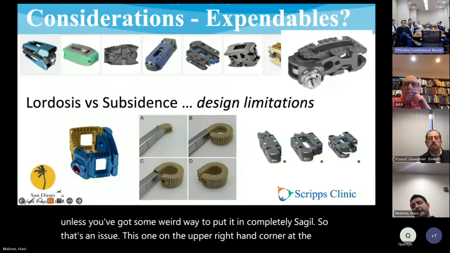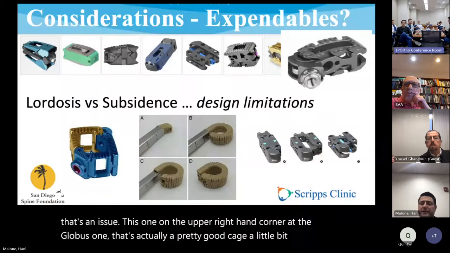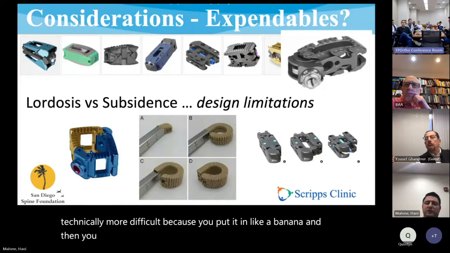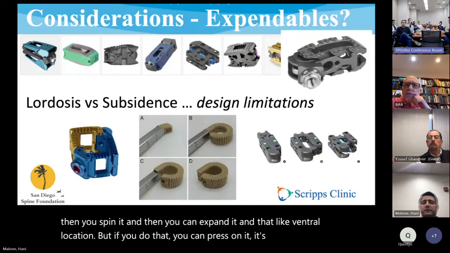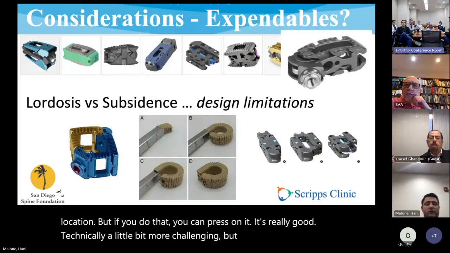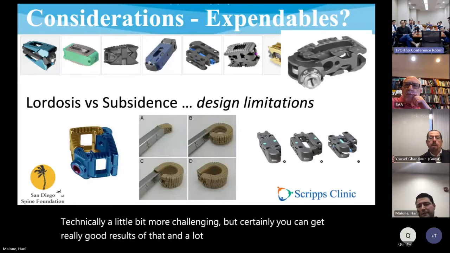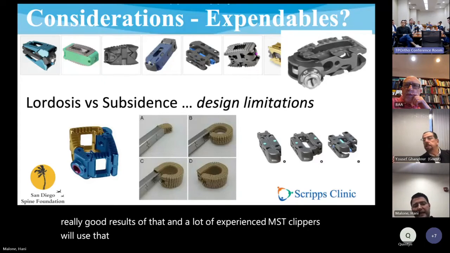That's actually a pretty good cage. It's technically a little more difficult because you put it in like a banana, then you spin it, and then you can expand it in that ventral location. But if you do that and you can compress on it, it's really good. Technically a little more challenging, but certainly you can get really good results with that. A lot of experienced MIS TLIFers will use that cage.